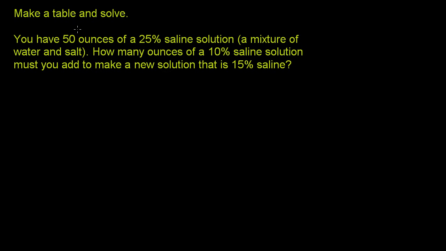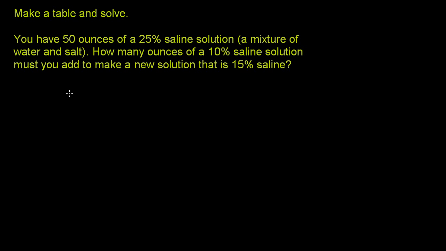We're told to make a table and solve. So they tell us that we have 50 ounces of a 25% saline solution, a mixture of water and salt. How many ounces of a 10% saline solution must you add to make a new solution that is 15% saline? So let's make this table that they're talking about.